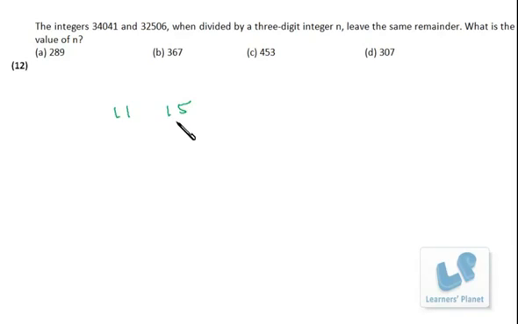The integers 11 and 15 when divided by an integer, maybe suppose x, leave the same remainder. What I'm doing over here is, instead of 34041 I'm taking 11, and instead of 32506 I'm taking 15. So the problem becomes simple and we can understand the concept. Now 11 and 15, if they are divided by an integer x, they leave the same remainder. What is x? That means what is that integer?